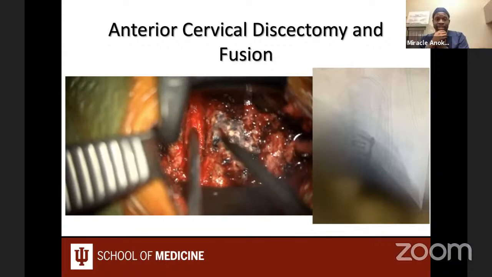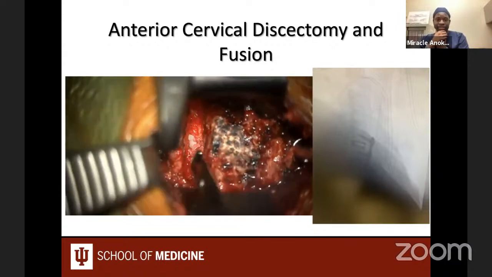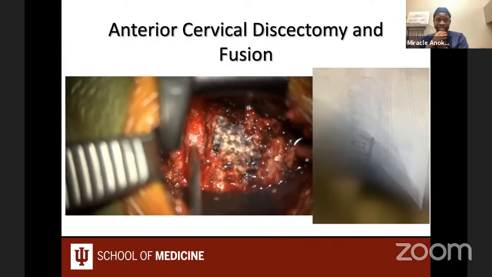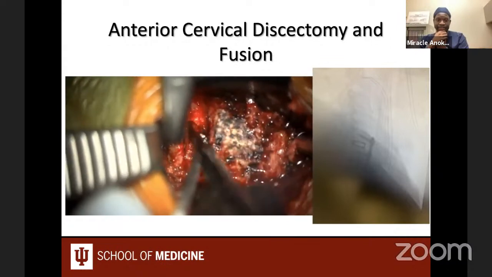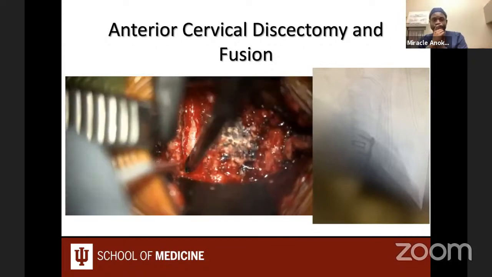Then I take a Kerrison and I bite across that, taking out the remainder of those osteophytes. And right there is where you see the dura. See how shiny that is? That's the dura itself. And this is all under the microscope.